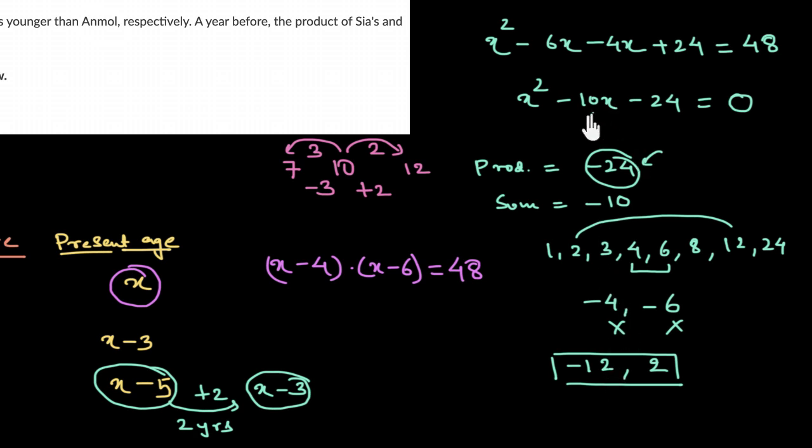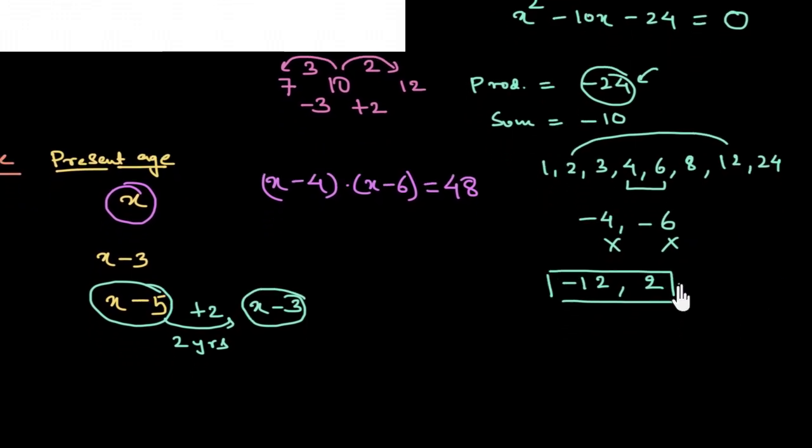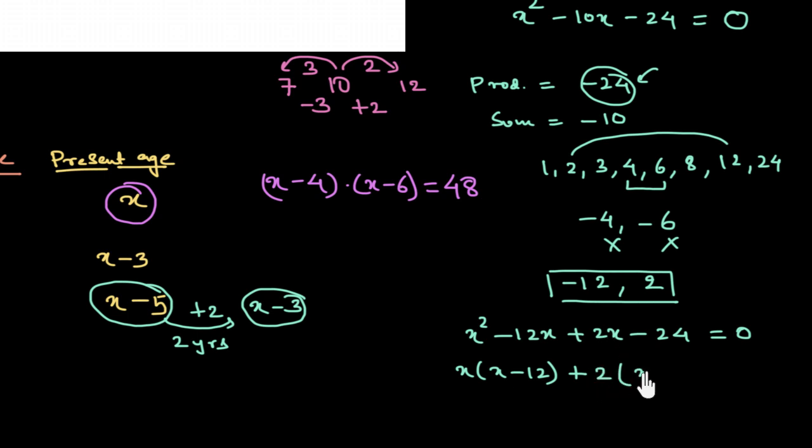So now let's split the middle term in terms of negative 12 and 2. So this would give us x square minus 12x plus 2x minus 24, and this is equal to 0. Let's pick up the common factor from the first two terms. So x times (x minus 12) plus, the common factor here is 2, so 2 times (x minus 12), and this is equal to 0. Now let's pick out x minus 12 as the common factor. So (x minus 12) times (x plus 2) is equal to 0.